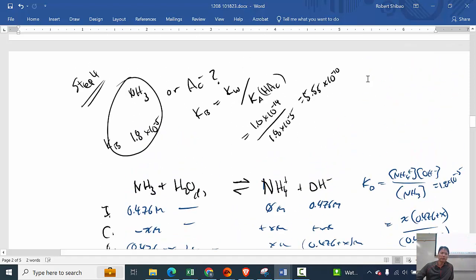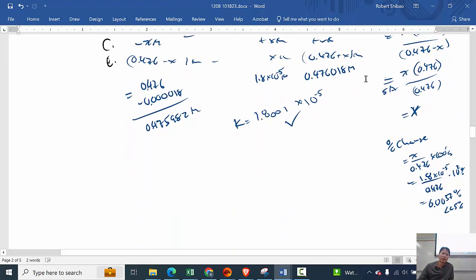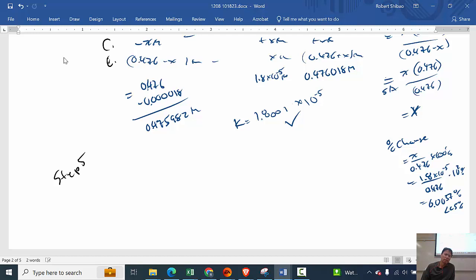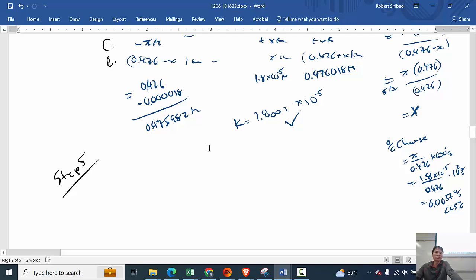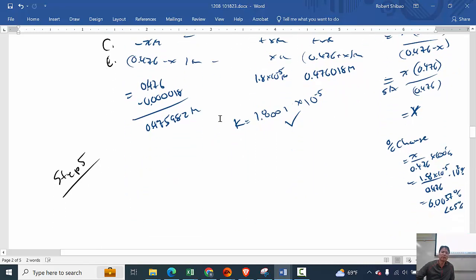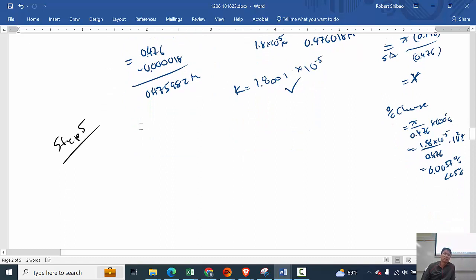All right, that's our step four. What should we do for a step five? So take a look and tell me what you would do for a step five. For step five, we should just pick the strongest acid and strongest base combination that remains. What should the strongest acid-base combination that remains be?